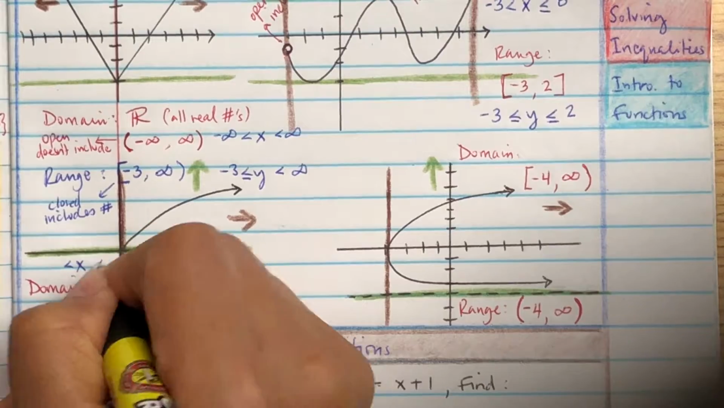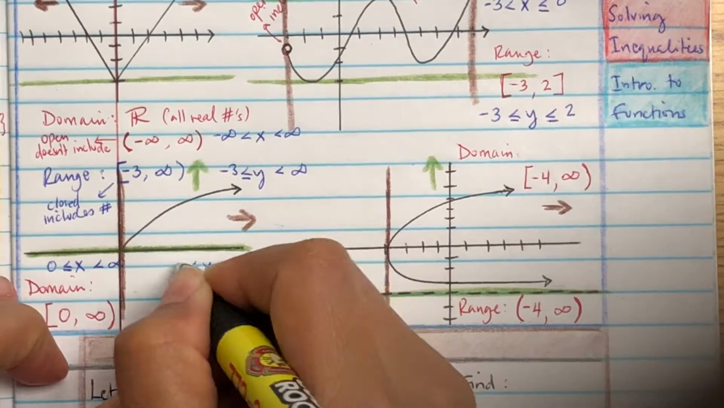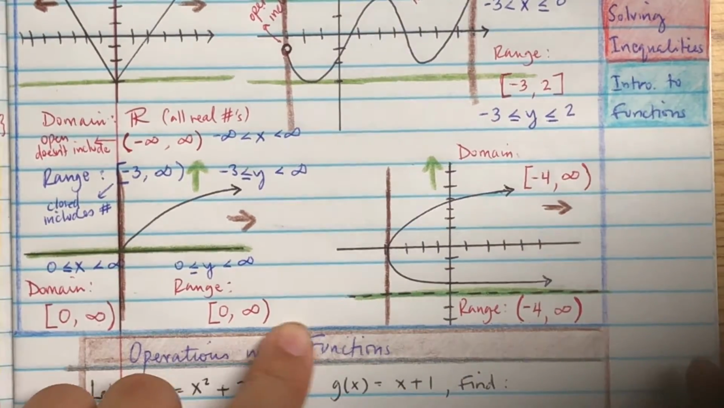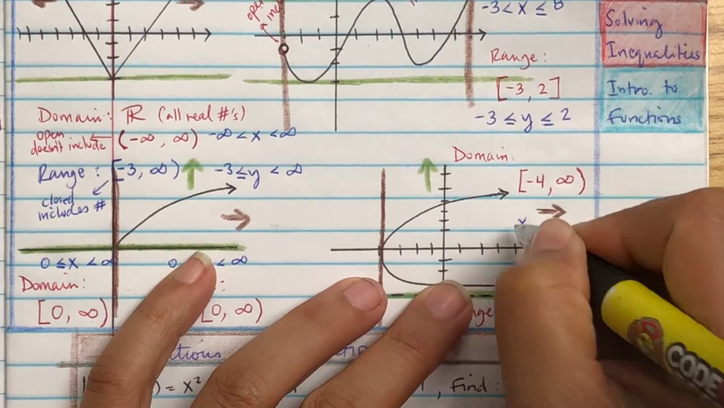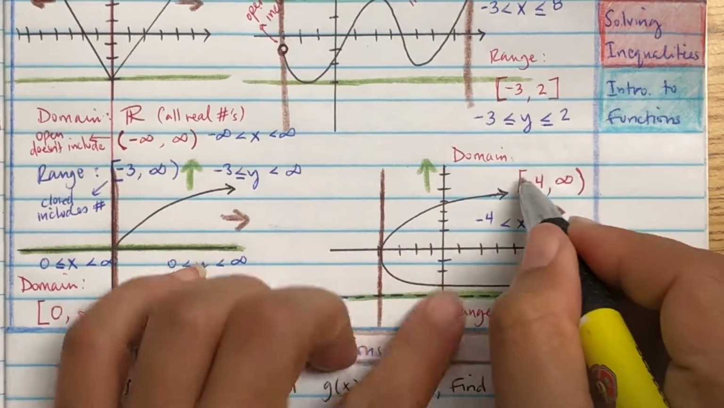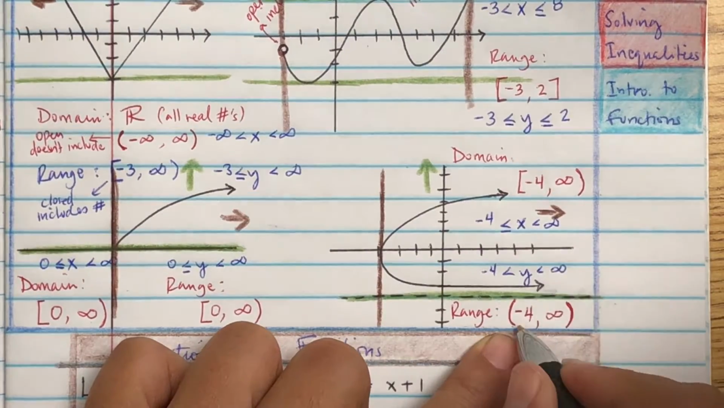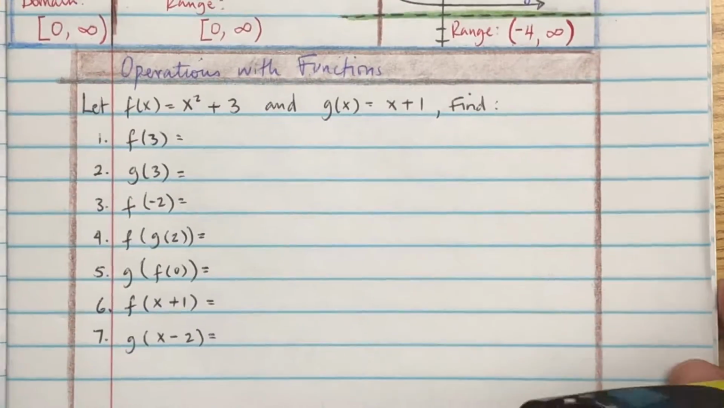Alright, domain is x, so x within the two numbers. Closed is equal sign, open no equal sign. Range is y. Closed on 0, so equal sign and no equal sign there. Domain is x, so x and then -4 and infinity. Closed on -4, so equal sign there. Y is open, so no equal signs. So different ways of writing it.